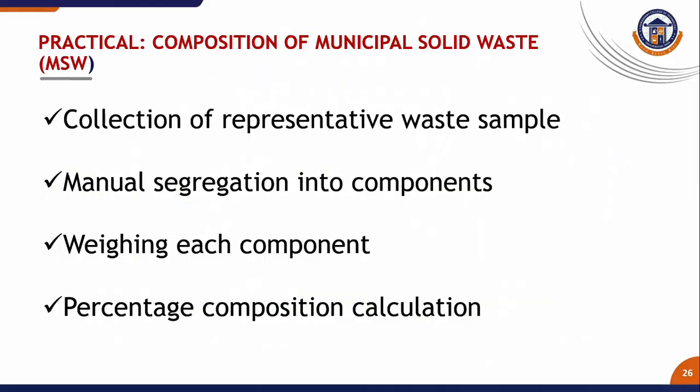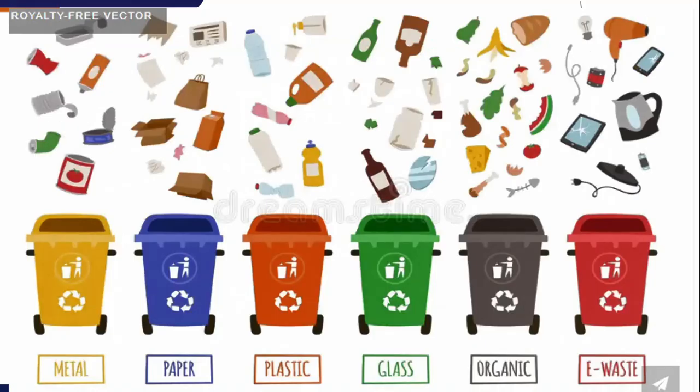Practical: composition of municipal solid waste. Collection of representative waste sample, manual segregation into components, weighing each component, percentage composition and calculation. These are the photos shown for the metal. What is the color coding? Paper, plastic, glass, organic and e-waste. How we consider the various categories of bins for collecting the waste, and it is taken for treatment, recovery and landfill.